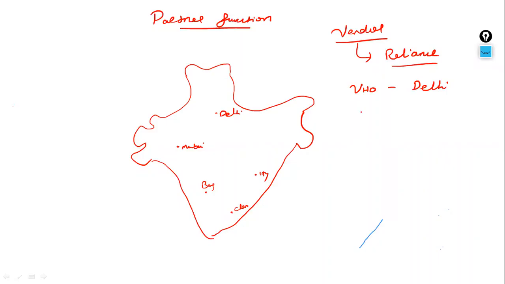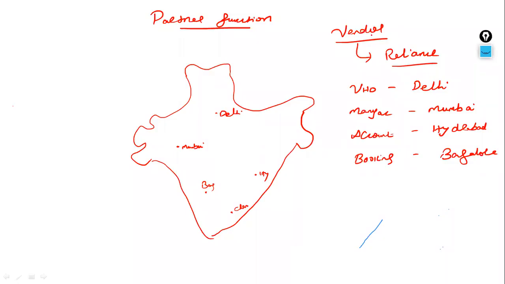but my vendor's manufacturing plant is in Mumbai, and my vendor's accounting team is in Hyderabad. Okay, and my vendor's booking happens from Bangalore. So now what we did, we created a vendor 100001. He is our vendor. Now he has so many locations.